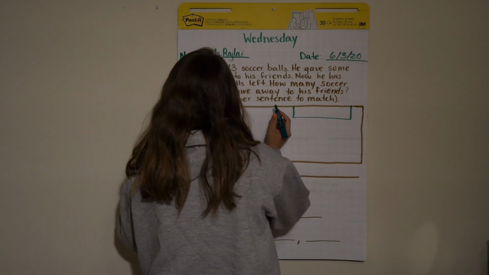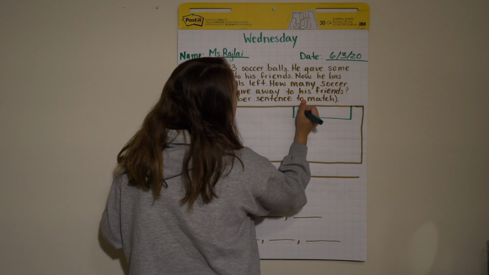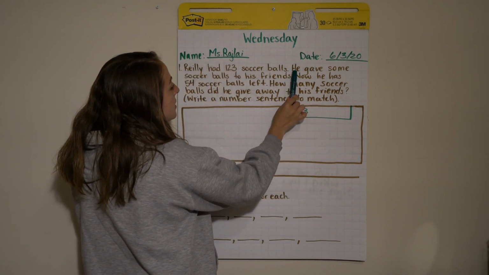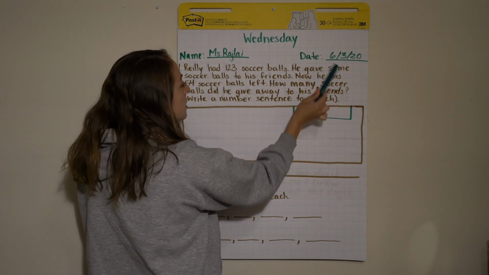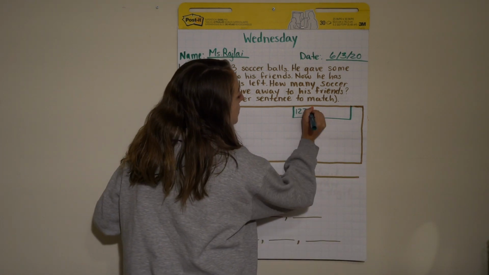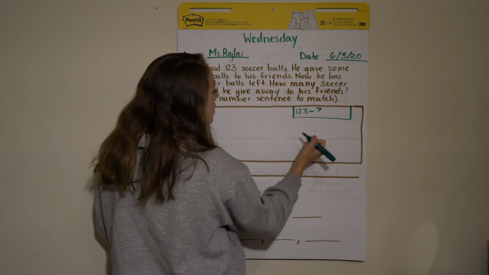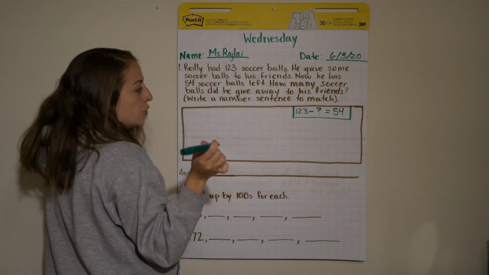Okay, so in the first sentence it says Riley had 123 soccer balls, so we're going to write 123. Then in the next sentence, he gave some soccer balls to his friends. It doesn't have a number. If he gives them away, that means he doesn't have them anymore, so it's minus question mark. Now he has 54 soccer balls, equals 54. Label your total and your parts.